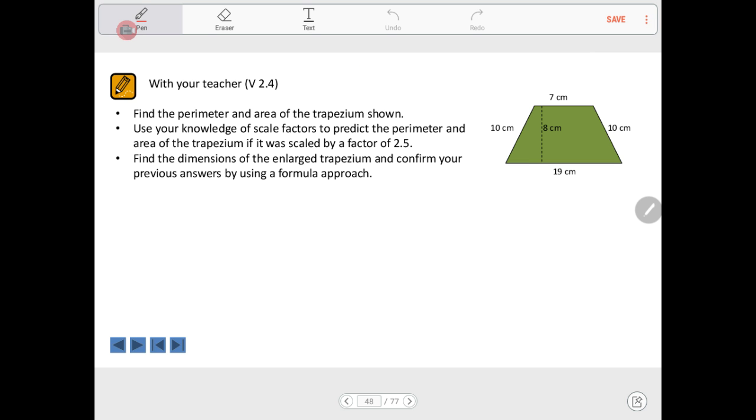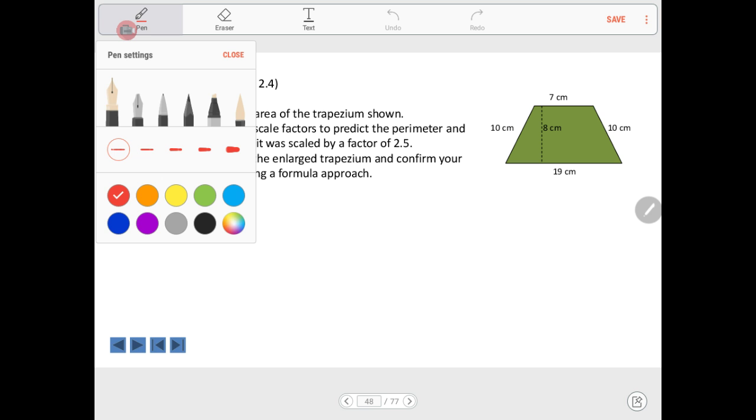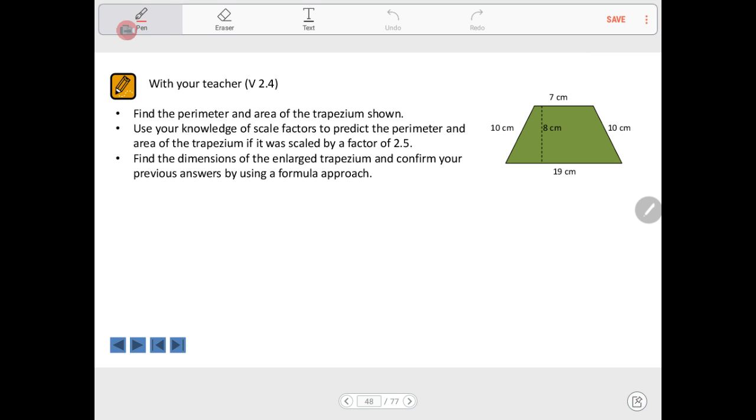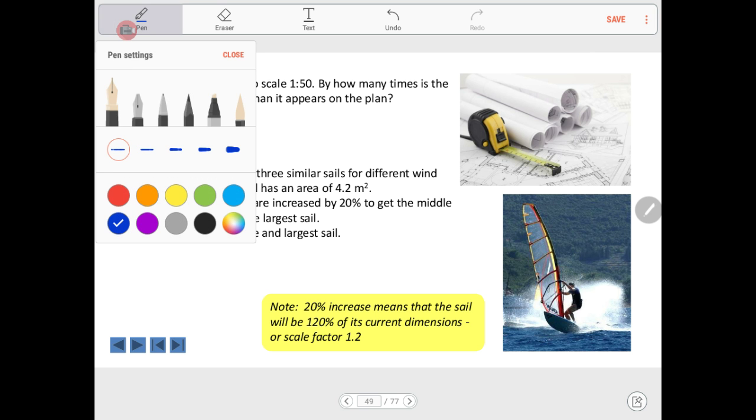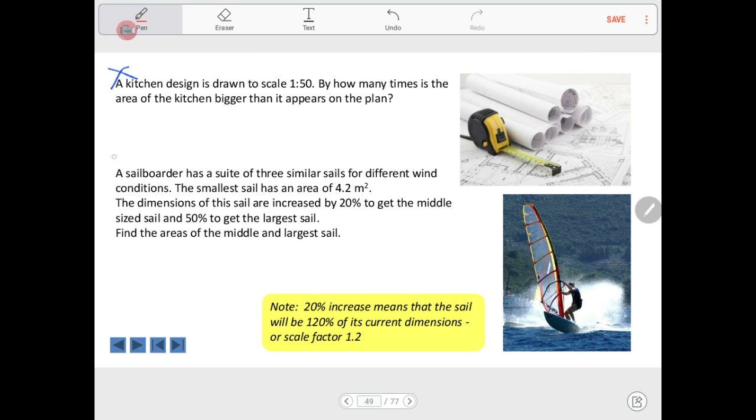Okay, so this example here I'll do in blue. We're going to try this one here at the top of page 18, and we're going to have a go at the kitchen design one as well in this video, so try that one. Then we've got a challenging one here. I'll do this in red just to show this is a challenging one.